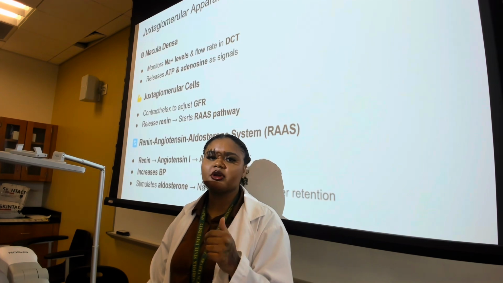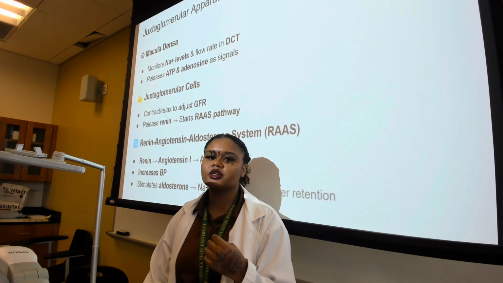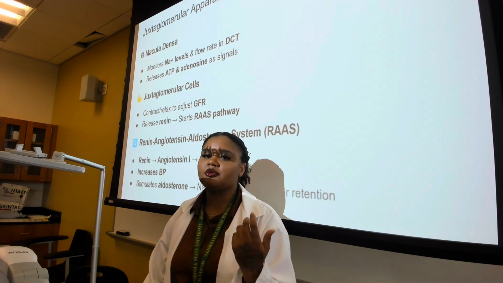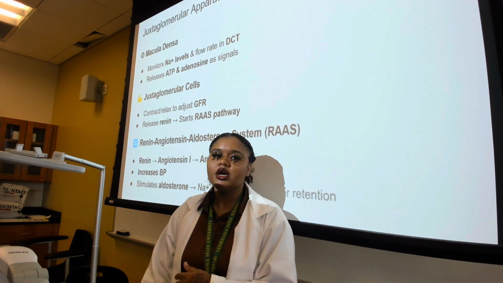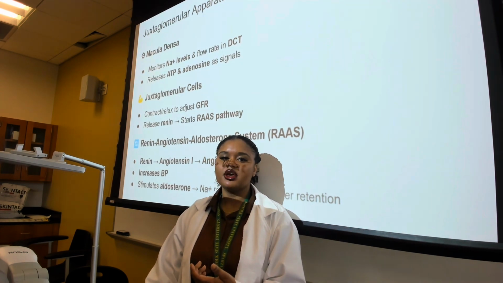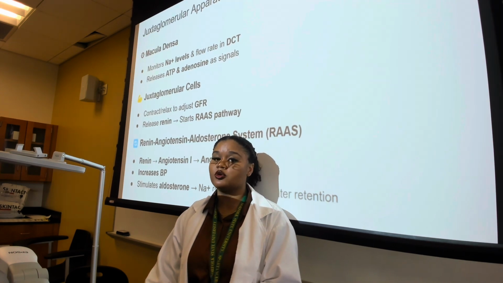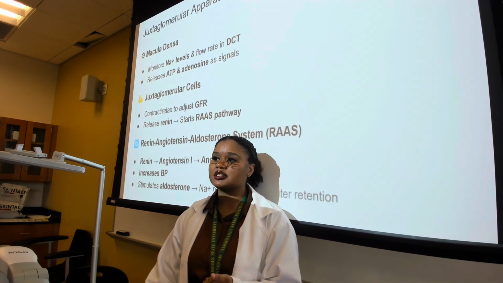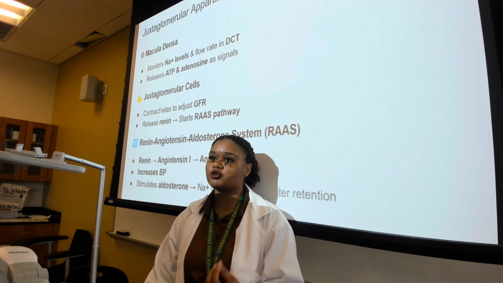So for the juxtaglomerular apparatus, you've got the macula densa, which is what monitors your sodium levels and flow rate in the distal convoluted tubule, which is after your loop of Henle. So it releases ATP and adenosine as signals. And then for the juxtaglomerular cells, their main role is to contract and relax to adjust to your GFR, which stands for glomerular filtration rate.